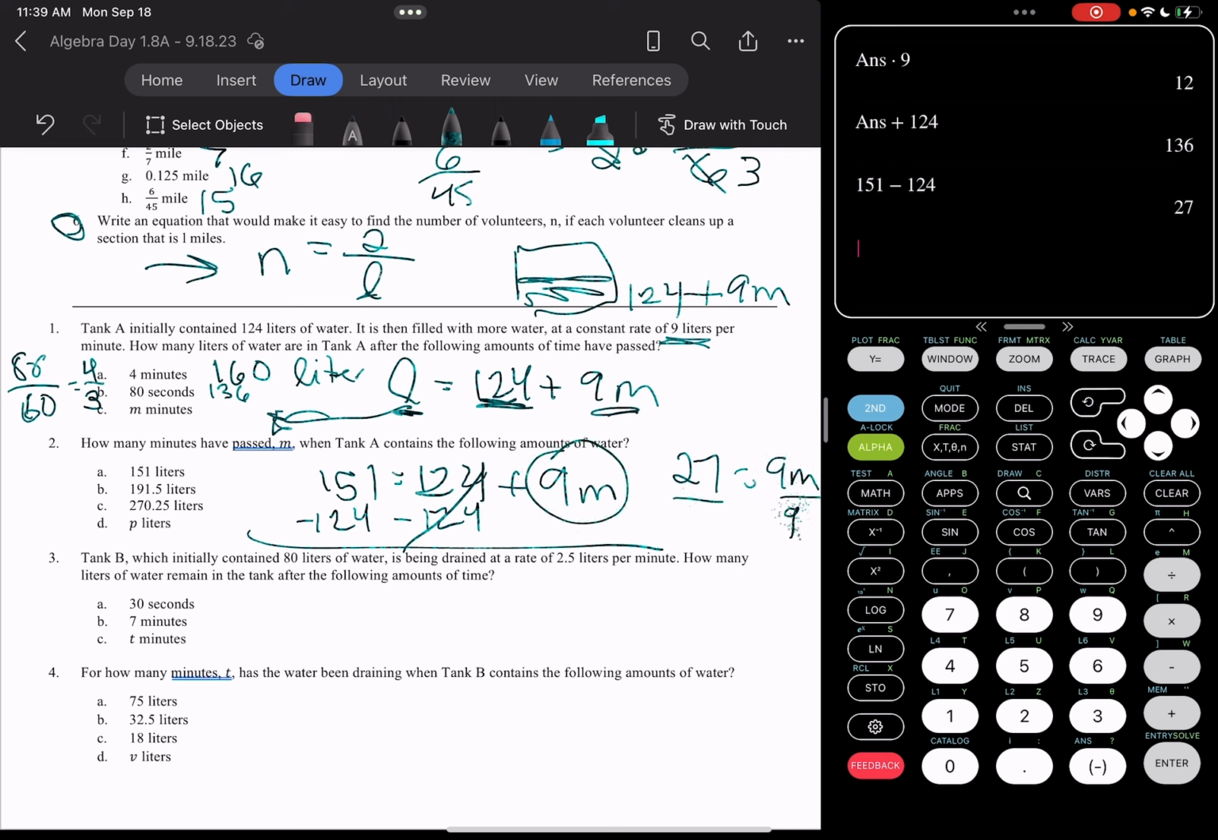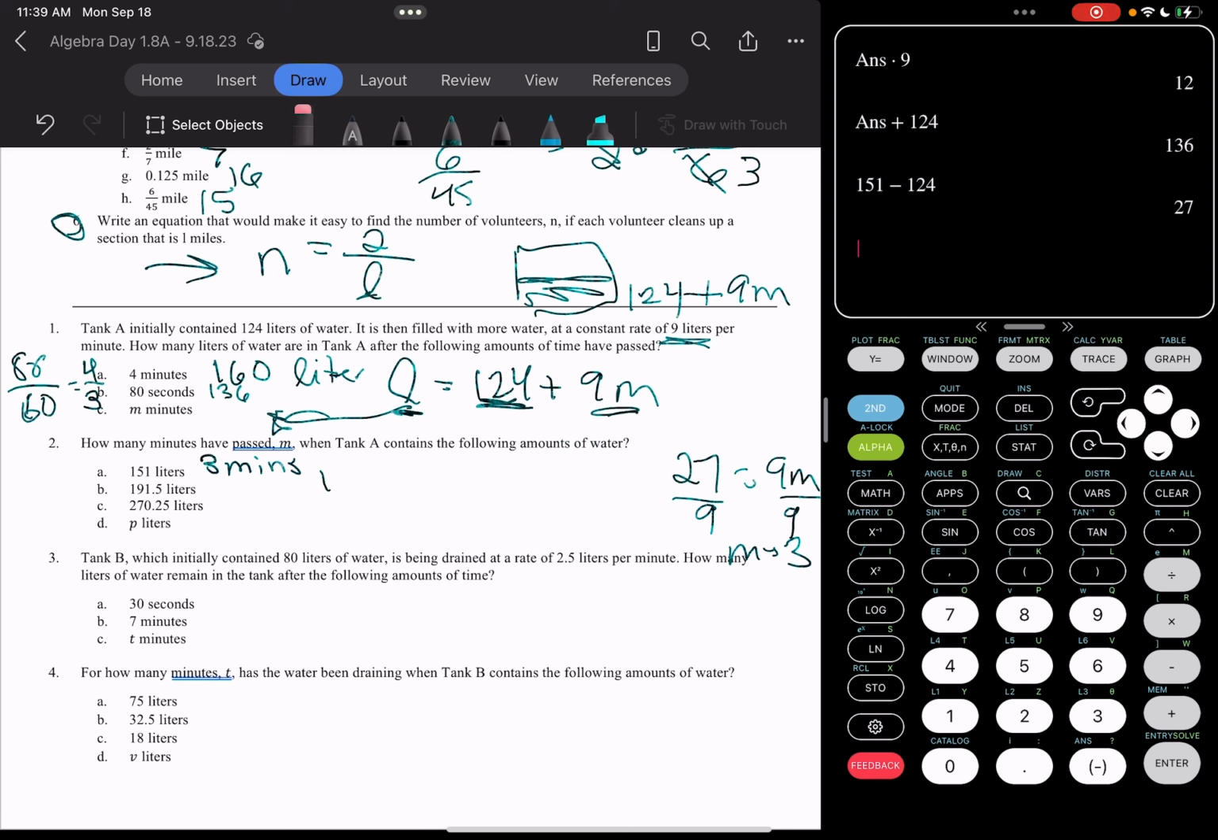Divide both sides by 9. We get m equals 3. So after 3 minutes, we'll have 151 liters. So you're doing that same process for all of these. You're starting with the end value that we end up with in the tank, and then how long does it take to get there.